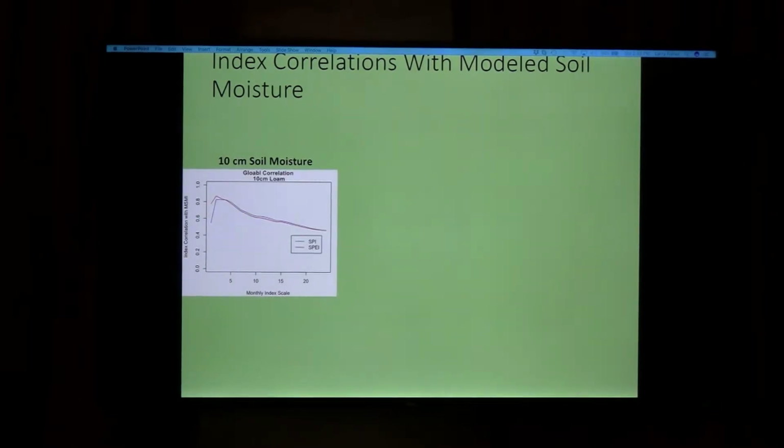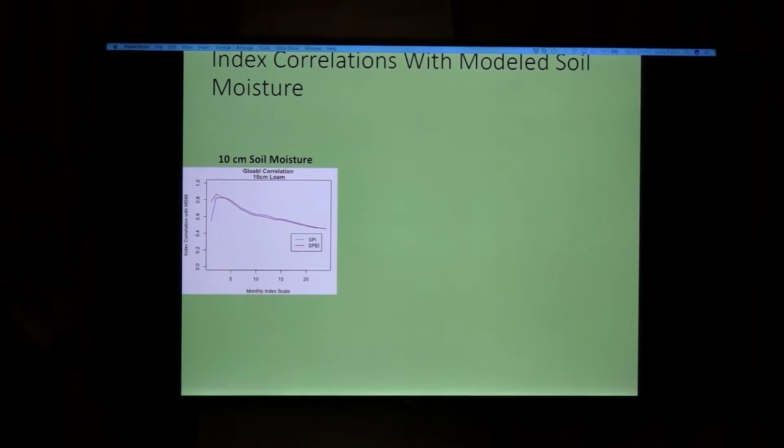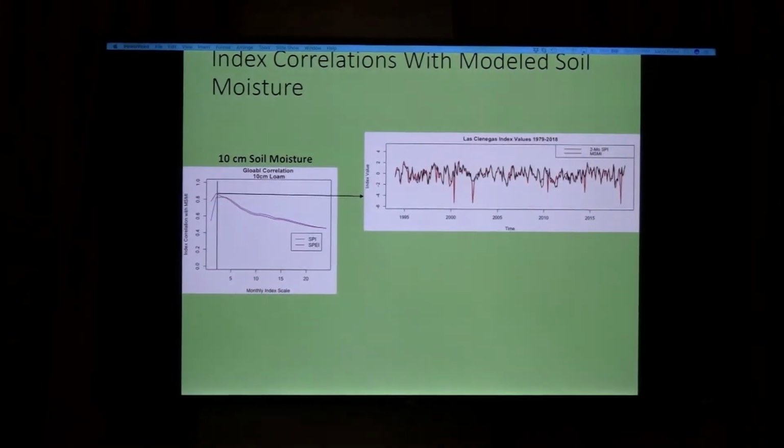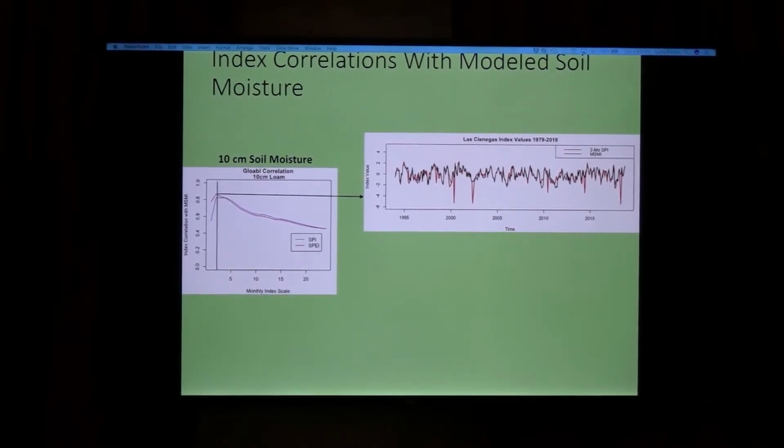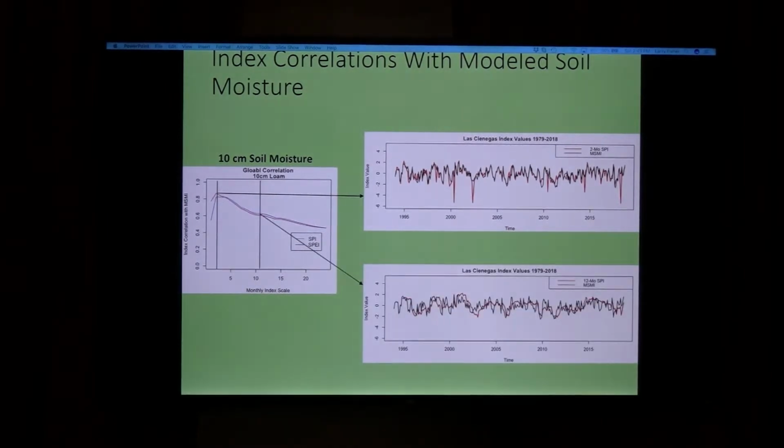And when you do that, we get a graph that looks like this. So on the x-axis here is all the different possible index scales that you could look at, starting from 1 month going out to 24 months. And then on the y-axis is how well our model is correlating with, in this case, 2 specific drought indices, the SPI and the SPEI. And what we see is, for 10 centimeters specifically, we have a pretty strong peak around 2 months. So this is a time series of our model here in black, and then the 2-month SPI plotted on top of it. Here is a graph where it doesn't line up nicely, so this would be the 12-month SPI overlaid on top of our model for 10 centimeters.